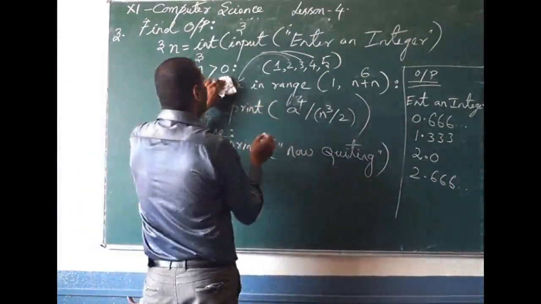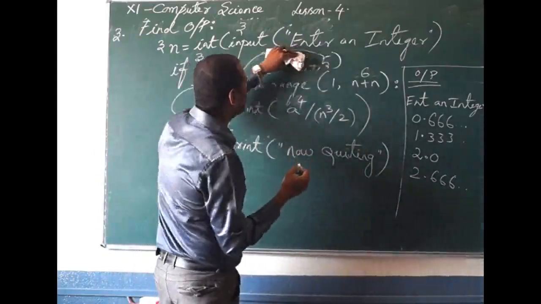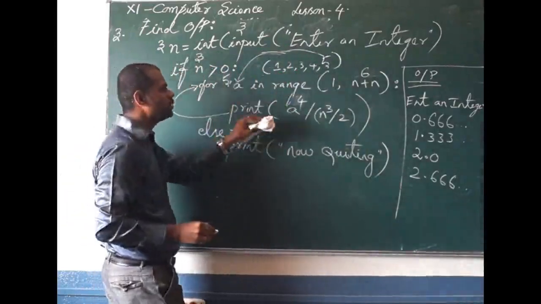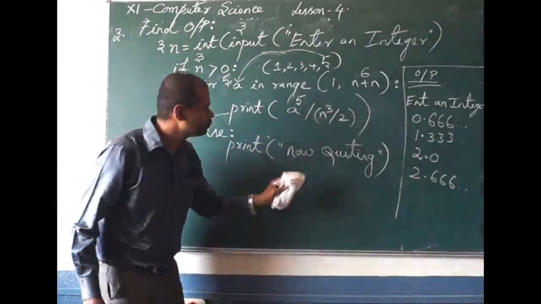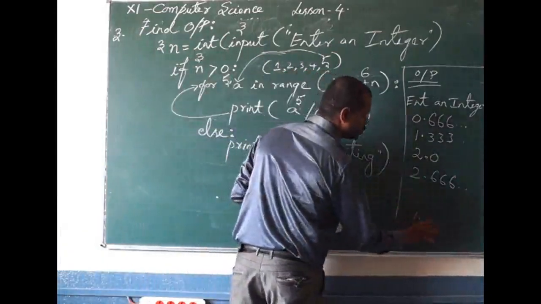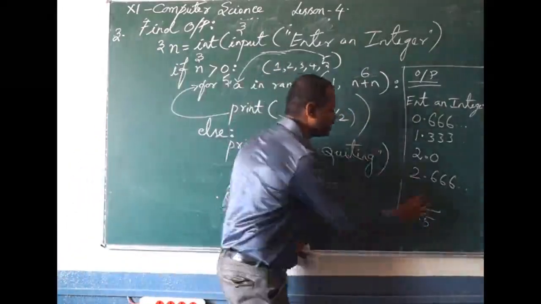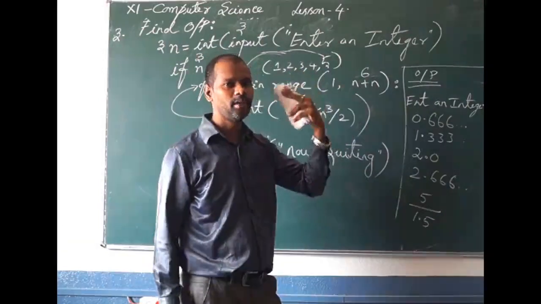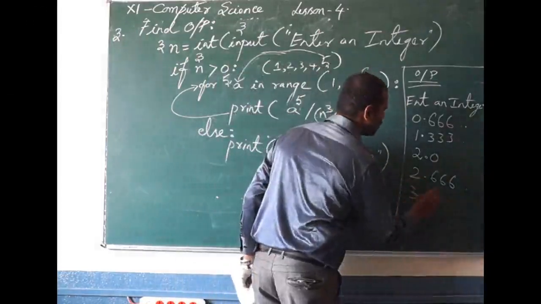Then the A will receive the last value, 5. See, A received all of 1, 2, 3, 4. Now A's value is 5. Above the A you have to write 5. 3 by 2 means 1.5, it will never change. So 5 by 1.5, if you calculate in your brain, I think it is 3.666.